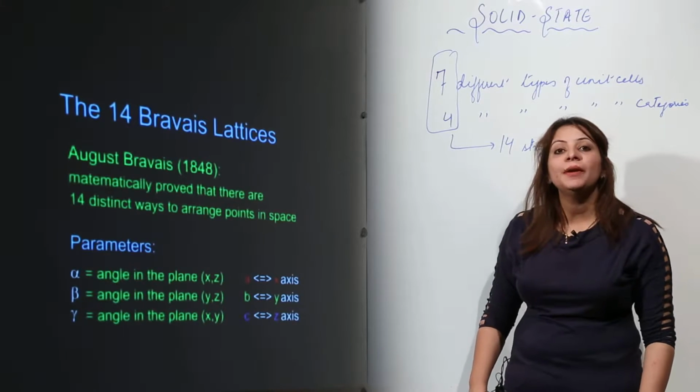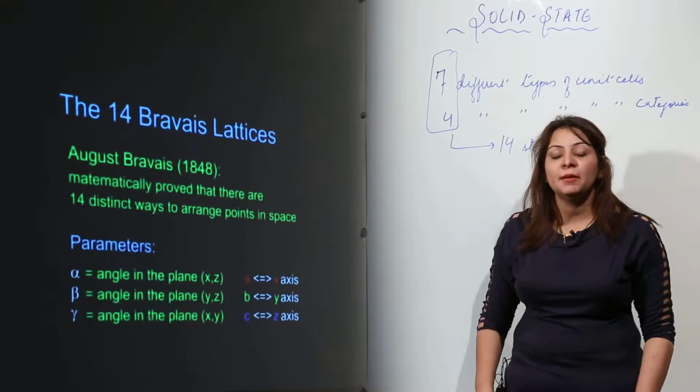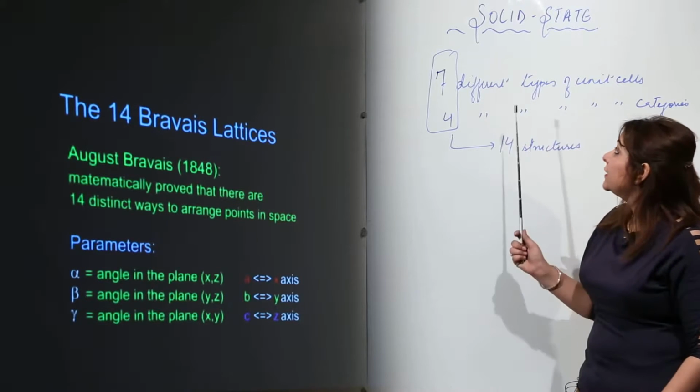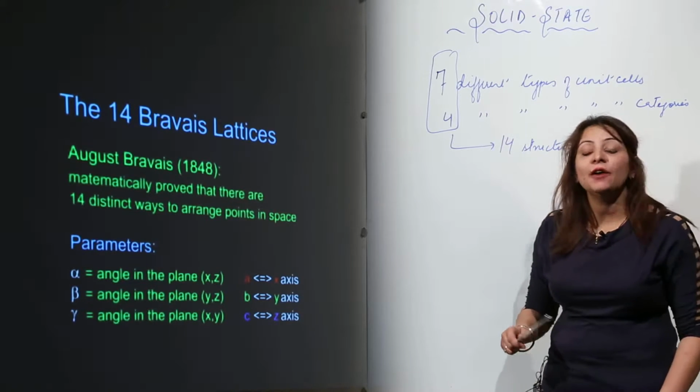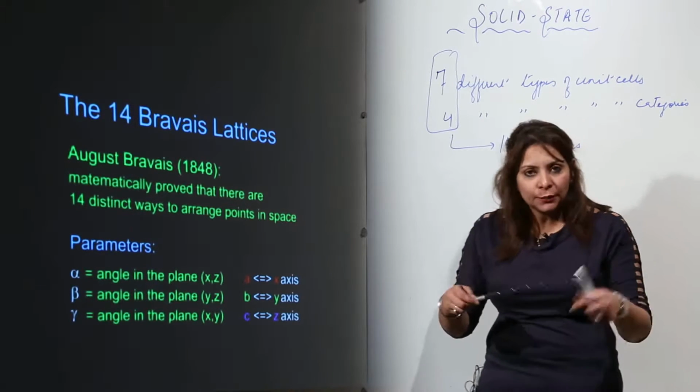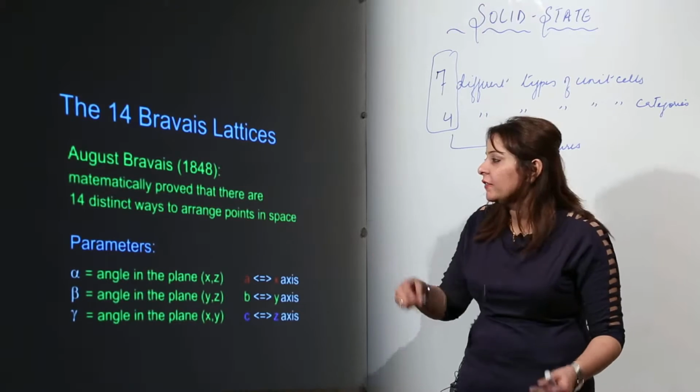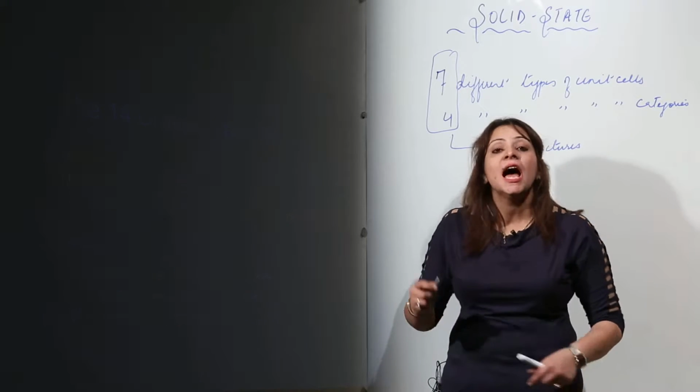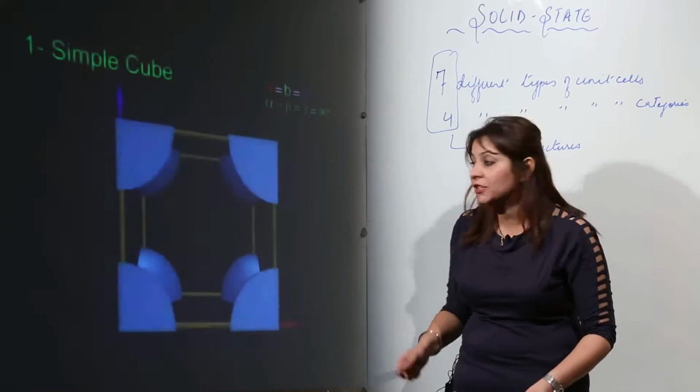Now we are going to do Bravais lattice, right? As you all are familiar, we have 7 different types of unit cell and we have 4 different unit cell categories. So Bravais was the one who just summed up those 7 types of unit cell and 4 types of categories and gave 14 Bravais lattice structures. Just look at the board.